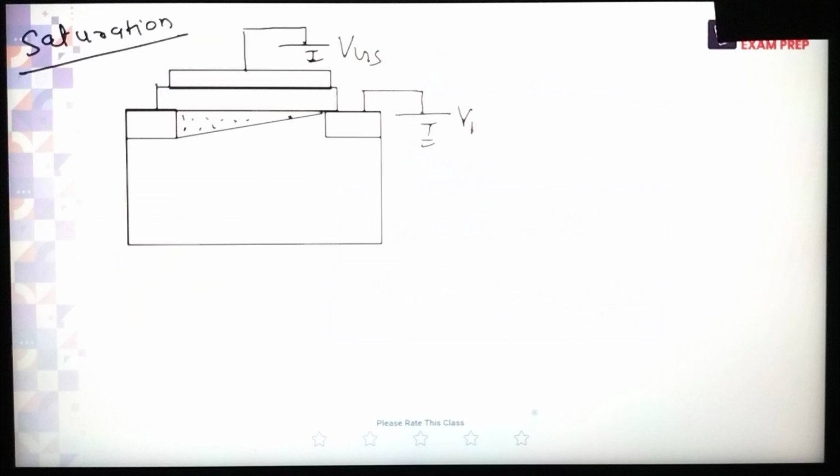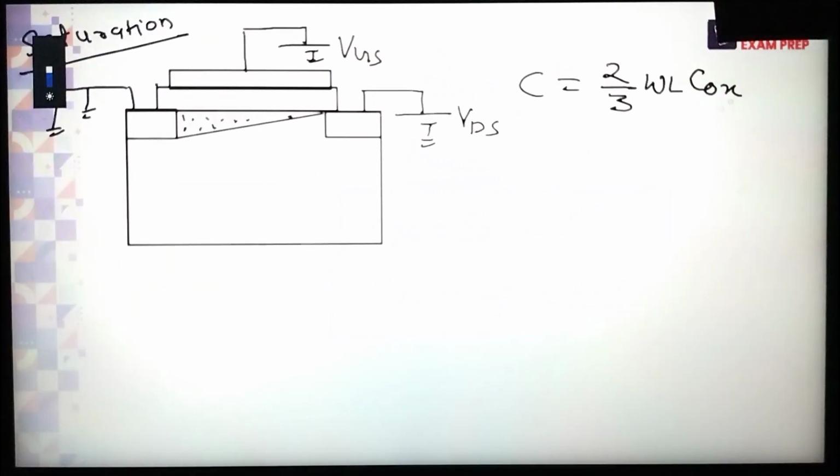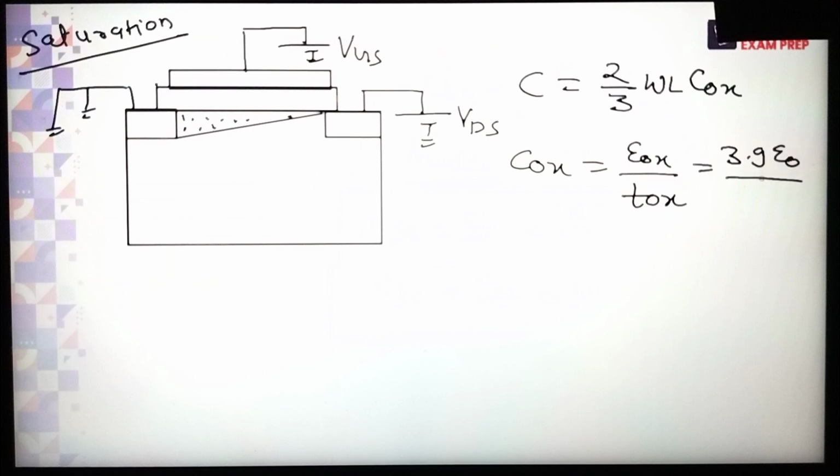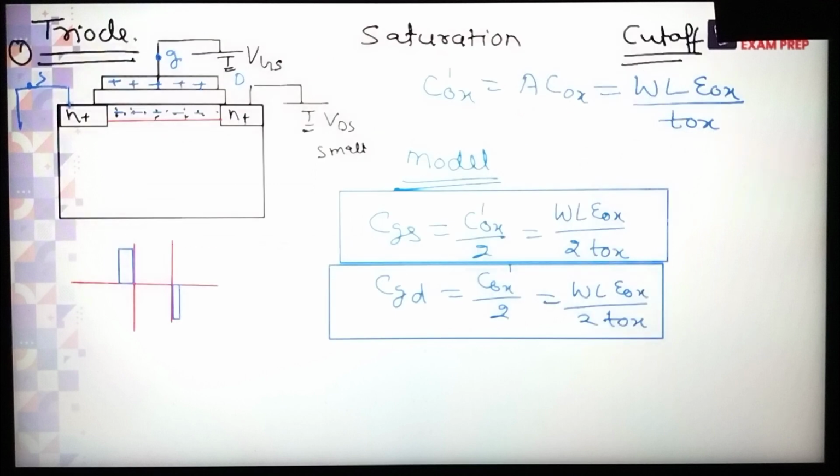We have two choices: half given to gate and drain, half given to source and gate. But when the channel is pinched off near the drain, the capacitance is nearly the complete capacitance, given between the gate and source terminals. That's why CGS becomes 2 by 3 WL Cox. And CGD, between gate and drain, is 0. And between gate and body, again it is 0. Okay? Right. Third case, the cutoff.